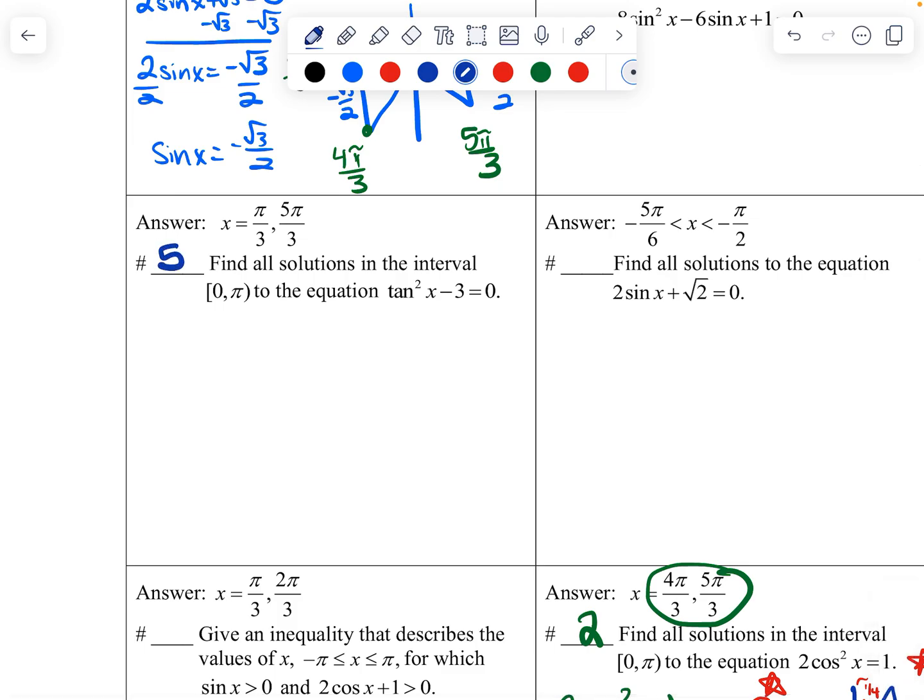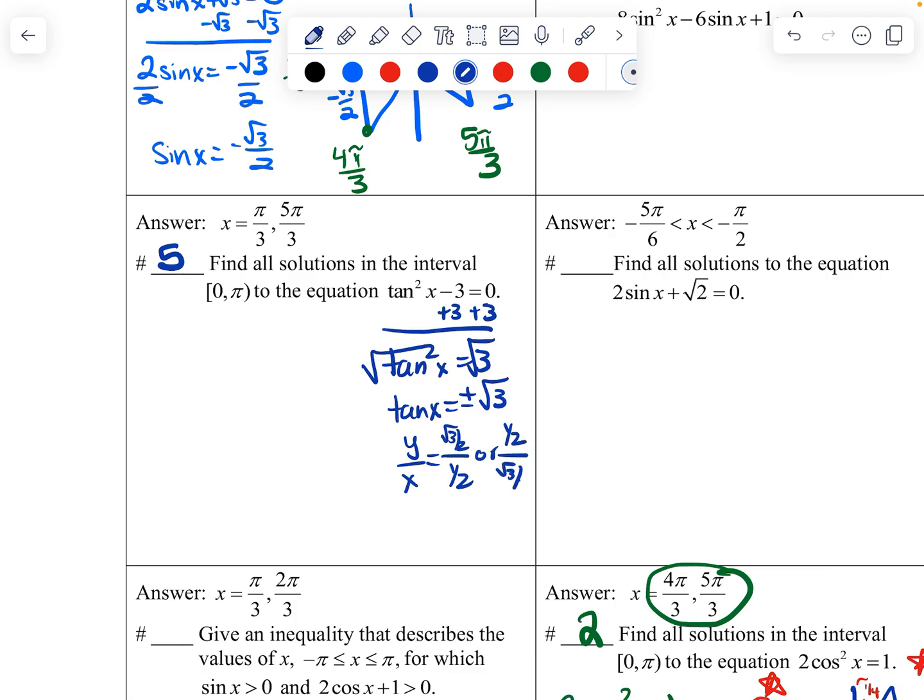So now we're solving this equation. Okay, so plus 3, tan squared of x equals 3. So the tan of x equals plus or minus the square root of 3. And again, tangent is the y over x. So is it root 3 over 2 divided by half? Or is it half divided by root 3 over 2? Well, it's that one. And we just want 0 to pi, so that would be here and here.